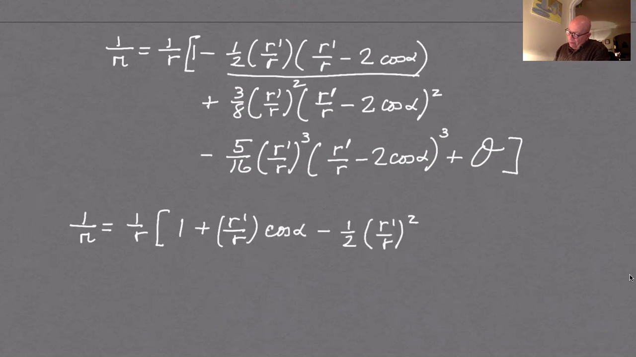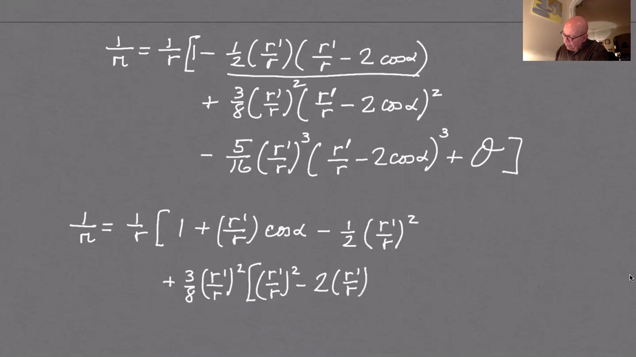All right, so then let's work with the second line. That's going to be plus 3/8 (r prime over r) squared times (r prime over r) squared minus 2 r prime over r times 2 cosine of alpha plus 4 cosine of alpha squared. Maybe I'll play this game just so we can keep brackets and parentheses in order.